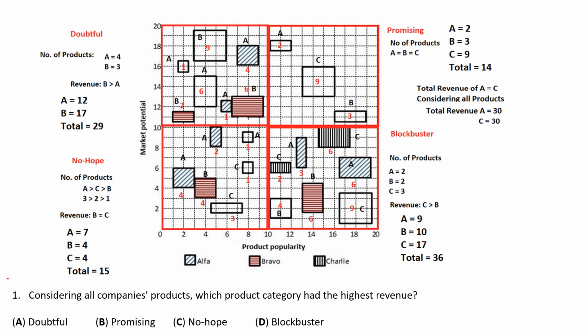The first question is, considering all companies' products, which product category had the highest revenue? So we have to see which category, doubtful, promising, no hope or blockbuster, is having the highest revenue. Doubtful is having the revenue of 29, promising has a total revenue of 14, no hope total revenue is 15, and blockbuster total revenue is 36. So among them the highest is 36, so our answer is option D, that is blockbuster.